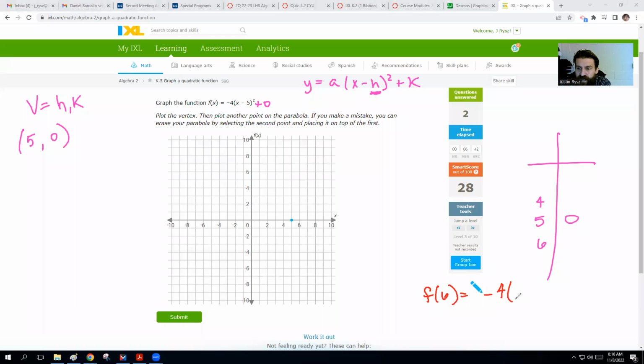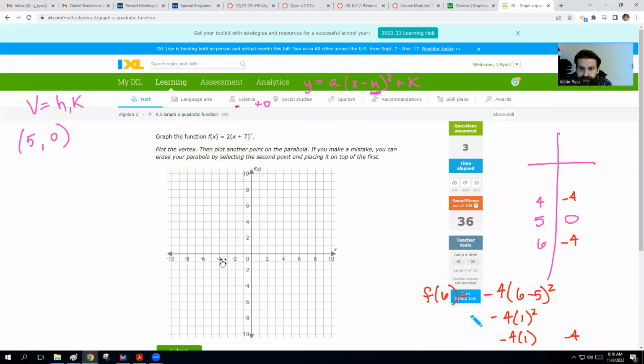So what's negative 4 times 6 minus 5 squared? We just took this equation and replaced. So take your time here. We got to do the inside. 6 minus 5 is 1. 1 squared is 1. 1 times negative 4 is negative 4. So we can use either of the 2 points to graph. We can go over to 6 and then go down to negative 4, or we can go at 4, go down to negative 4. We have those 2 points. If we did this right, we can submit.